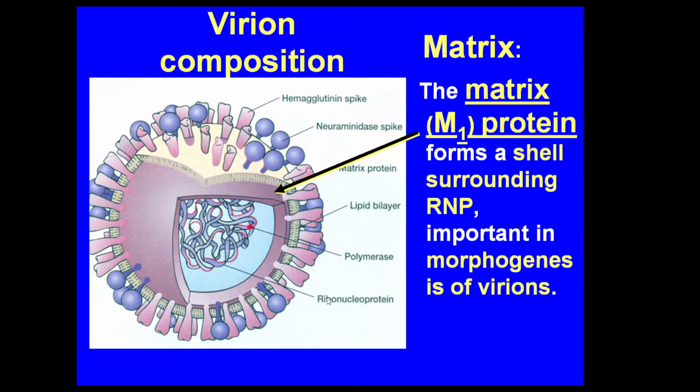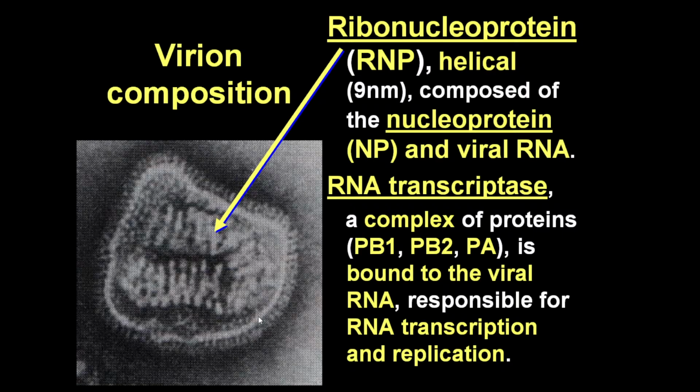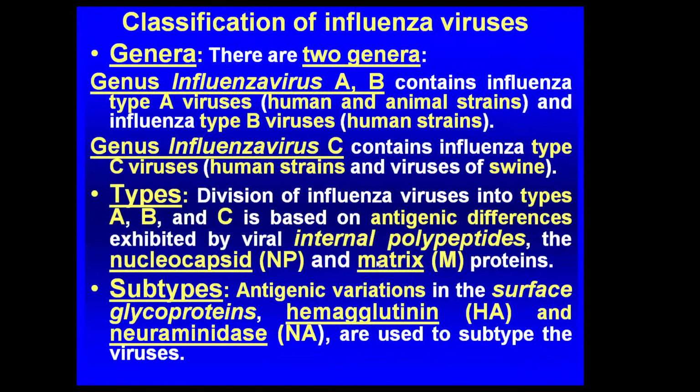Here you can see the M1 protein shell better, and here you can see the microphotograph with the ribonucleoprotein that makes the helix composed of nucleoproteins and viral RNA. So then, how do we name and classify viruses?